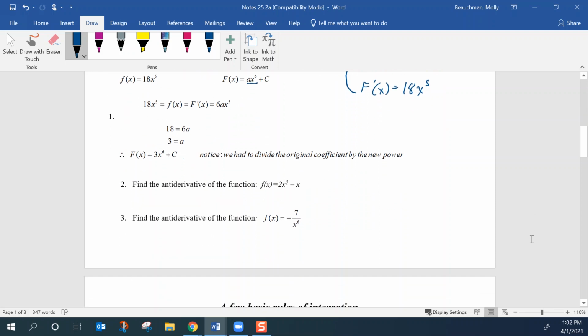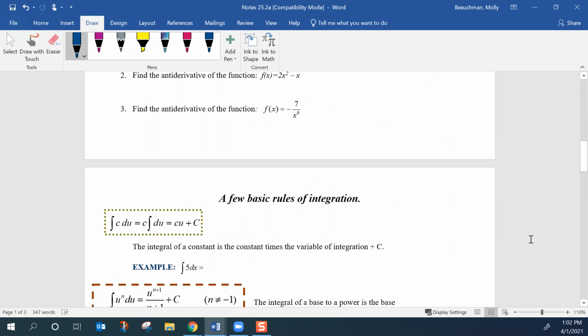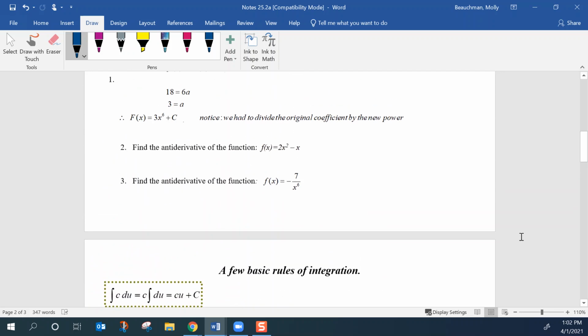So to find the antiderivative of a given function, what you basically do, I'm going to go ahead and go down to the next basic rules of integration. So the basic power rule of integration: the integral of u to the power of n du is equal to u to the power of n plus 1 divided by n plus 1 plus c, where n does not equal negative 1.